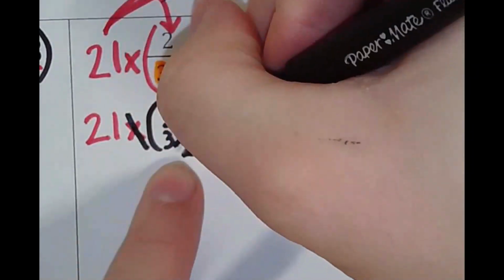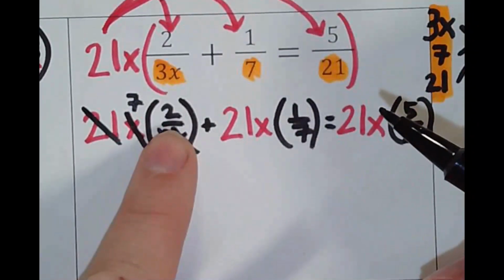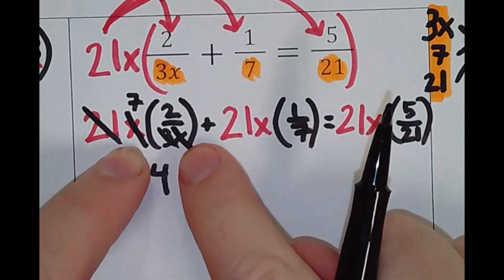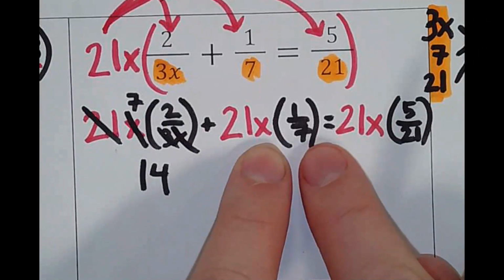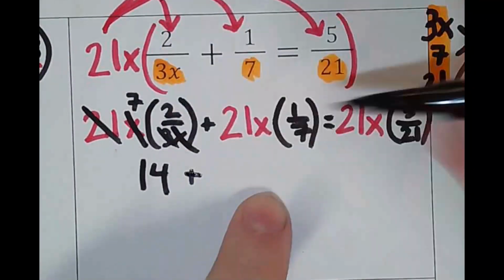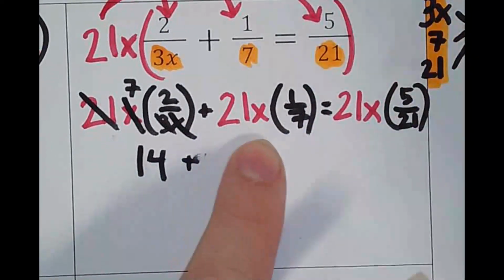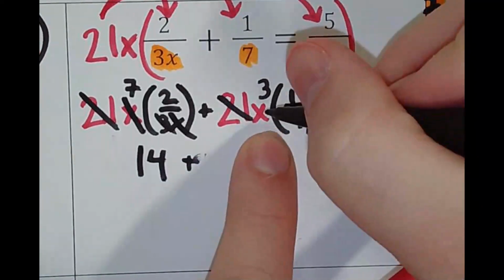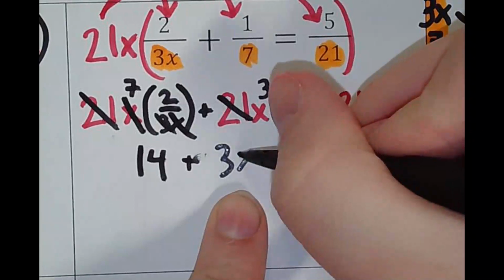What about 21 divided by 3? 21 divided by 3 is 7. And what's 7 times 2? 14. Do these multiplications carefully. If there's an x and an x, cross them off. What about this one? 21 and 7. What's 21 divided by 7? 3. But there's still an x there. 3x times 1 is going to be 3x.